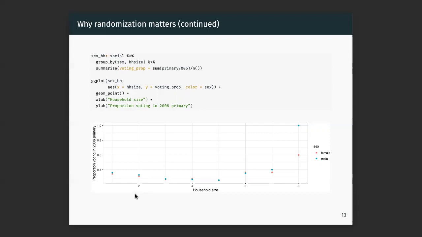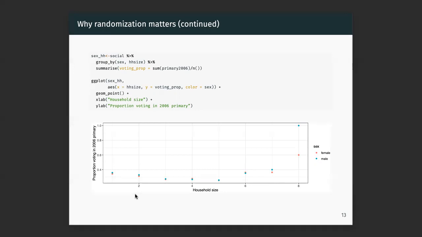People with big households, man, they vote, right? But the men vote way more than the women. We see a relatively clear pattern here. This is actually telling me that there's one man in this data set with a household size of 8 and like 2 women, and one voted and one didn't. This is actually just noise. But if the data were large enough and this were real, that would be concerning, right?